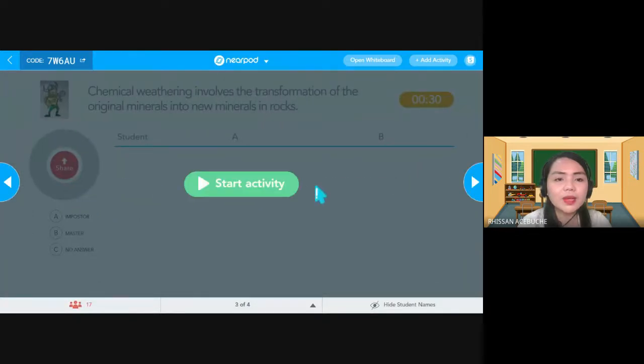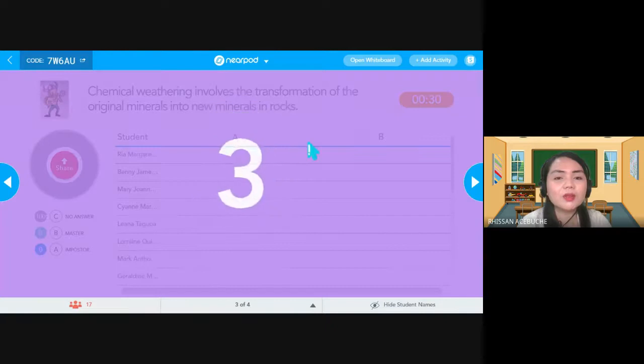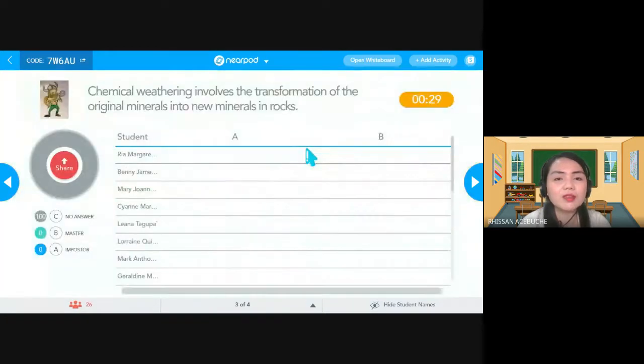So let's start with the first statement. Again, if you were not able to enter the Nearpod, you can just type in your answers here. The first statement is, chemical weathering involves the transformation of the original minerals into new minerals in rocks. Is this character an imposter or a master? Please choose your answers.